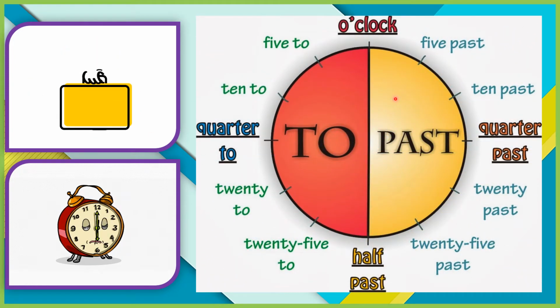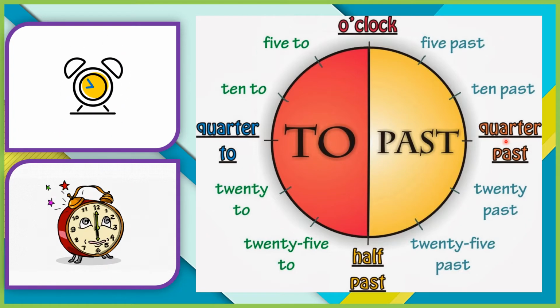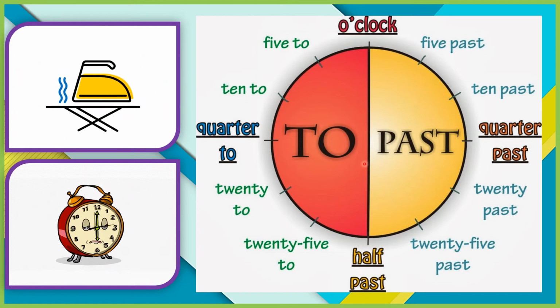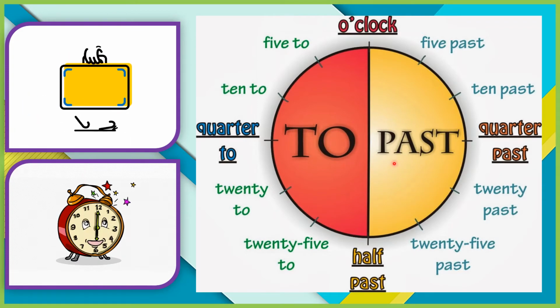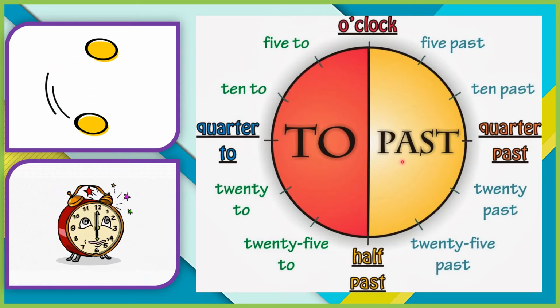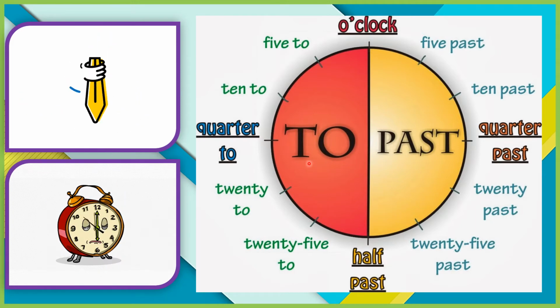We already know the meaning of o'clock, quarter past, half past, and quarter to. Next, we're going to see how past and to are used in the clock. For 1 to 30 minutes, we use past after the minutes. And for minutes 31 to 59, we use to after the minutes.